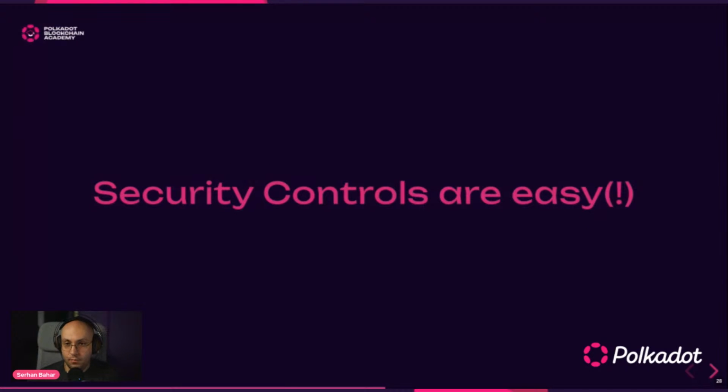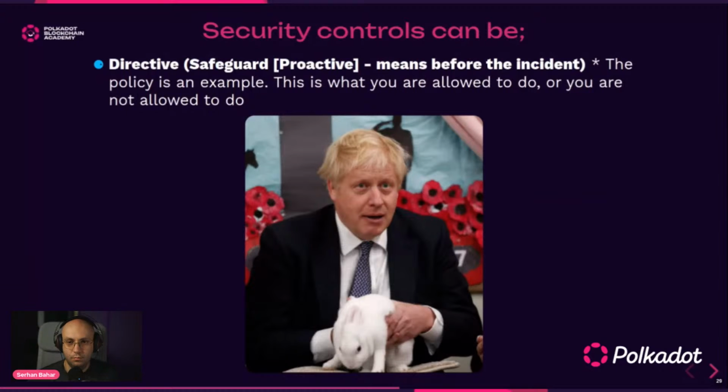Security controls are easy. Of course, it's easy because we have been discussing them for 20 minutes. You can just implement it, right? So we have controls, but security controls can differ. Let's look at them. Security controls can be directive, which means proactive, before the incident. A policy is a good example. This is what you are allowed or not allowed to do. You can create a policy to give direction to your people or your software.